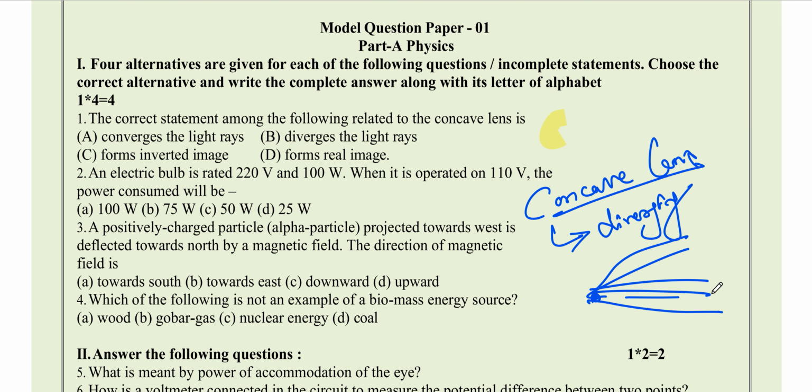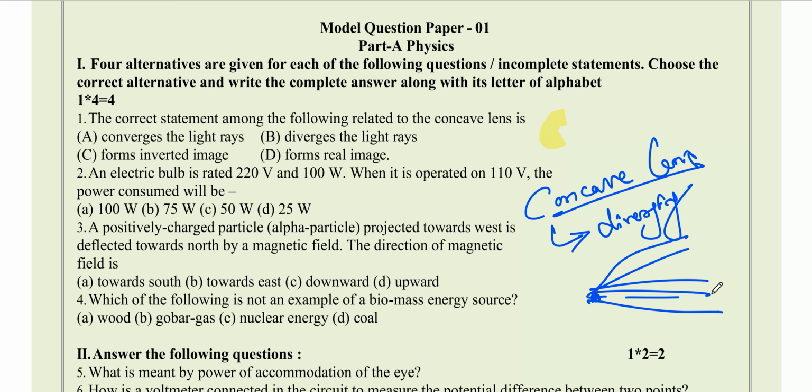Similarly, a convex lens or convex mirror is also known as a converging mirror or converging lens. Any doubts? Sure? Good. Next question.